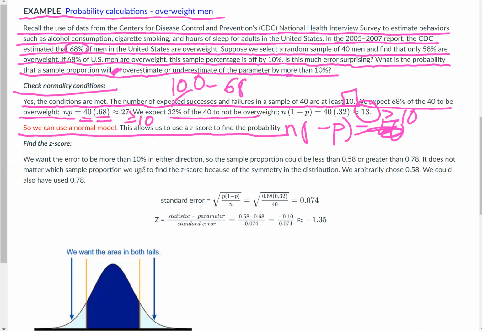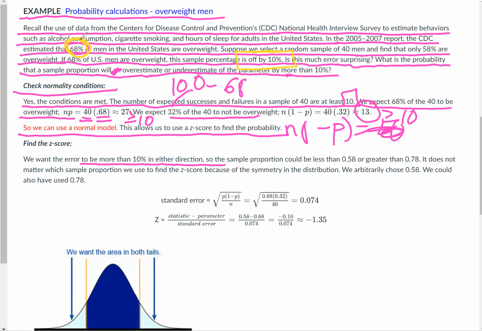Let's first find the z-score. We want the error to be more than 10% in either direction, because that was the question, right? They didn't say off by more than 10% in one direction. They just said off by 10%. That means it could be off by 10% in either direction. The number that they described was 58%. That was off by 10% in the smaller direction because it's 10% less.